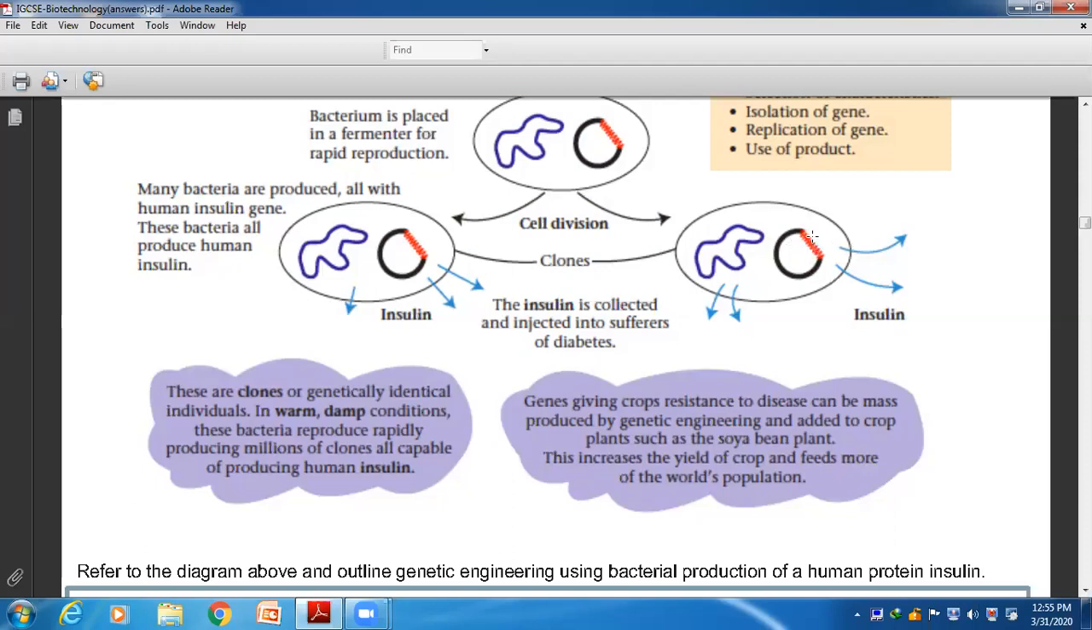from that culture. Later on, when the bacteria colony grows, many bacteria are produced, all with the human insulin gene, and these bacteria will all produce human insulin. So this is genetic engineering, right?